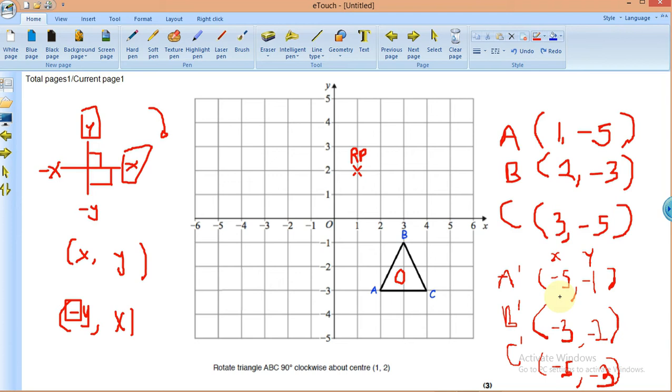So guys, don't forget that you can't just go to (-1, -5). It doesn't make sense because the reference point is not (0, 0). The reference point is still this (1, 2). So you have to count. This one means 5 steps to the left and 1 step down from the reference point. 1, 2, 3, 4, 5. Then 1 step down here. So this will be my A prime.